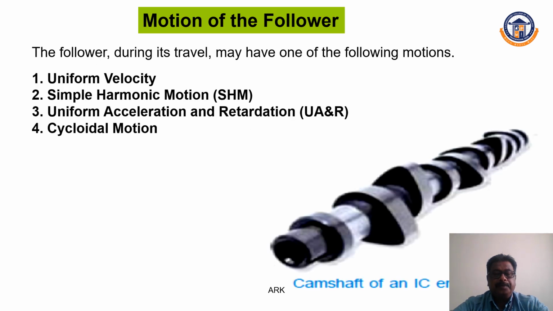Motion of the follower may have the following motions during its travel: uniform velocity motion, simple harmonic motion, uniform acceleration and retardation, and cycloidal motion.